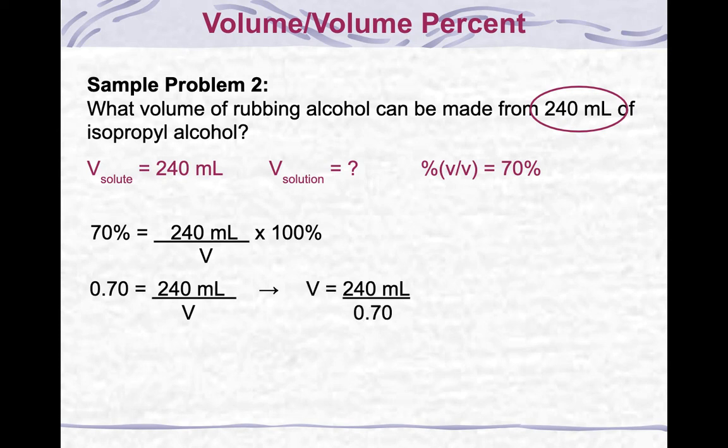And then we can switch the locations of the V and the 0.70. That's the same as if we were going to multiply both sides by V and then divide both sides by 0.7. The end result is that you just switch those locations. So 240 milliliters divided by 0.70 gives us 340 milliliters. So that's our final answer, that we can make 340 milliliters of rubbing alcohol if we have 240 milliliters of isopropyl alcohol.